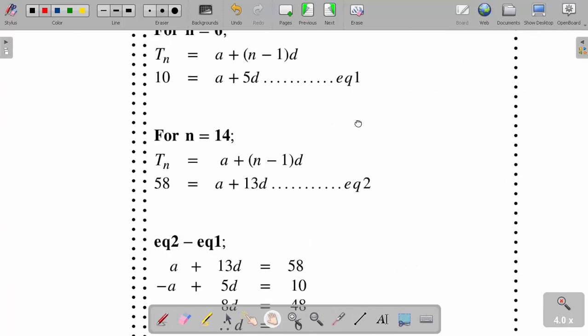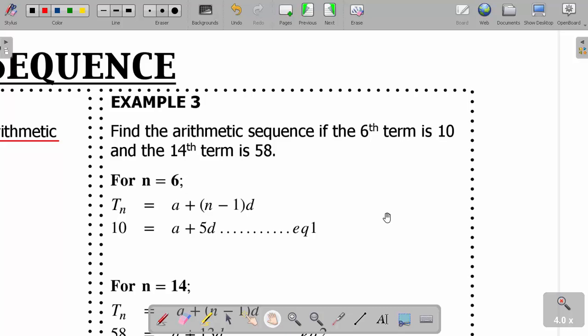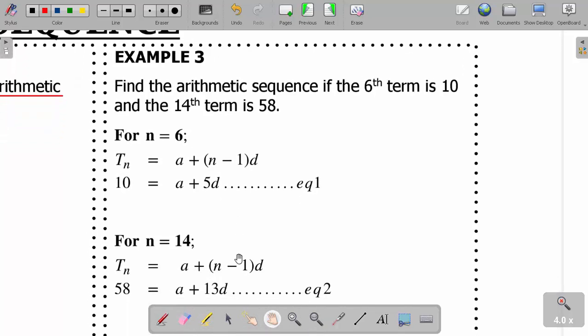Next. Another way they ask this question, they can give us 2 different terms. They can say, find the arithmetic sequence if the 6th term is 10 and the 14th term is 58. Did you hear that, guys? That's the question. We need to find the arithmetic sequence. So I'm going to form an equation from this information here and another equation from this information here, to solve the 2 simultaneous equations, and later I get my arithmetic sequence.